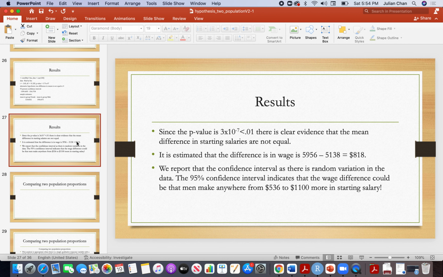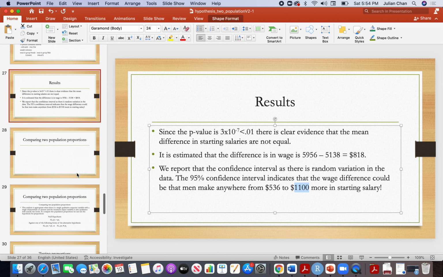So just to recap, from that output, we looked at the p-value to show that there is a difference. The estimated difference is the difference in averages, so 818. The confidence interval tells us the low and the high that the difference could range from. And it allows us to judge if there is an actual difference in starting salary based on the p-value, and also the confidence interval.